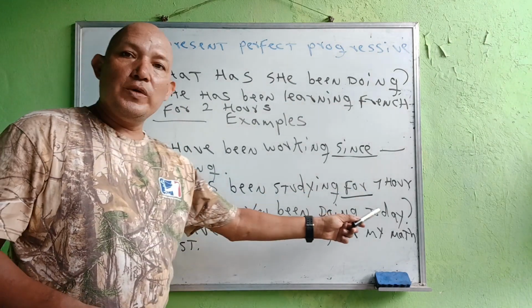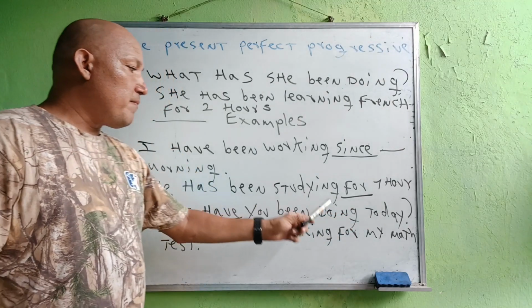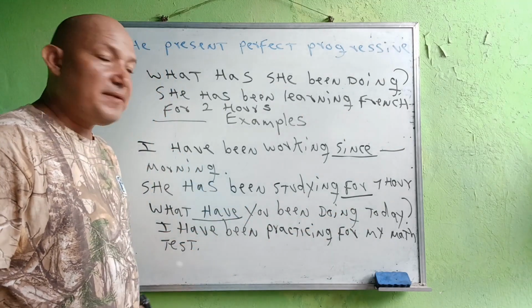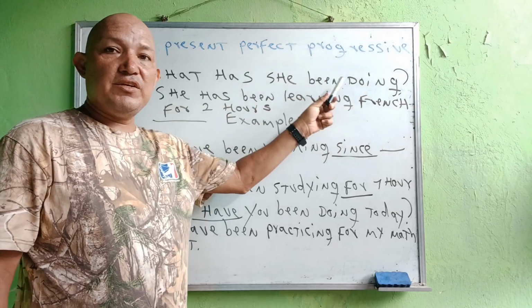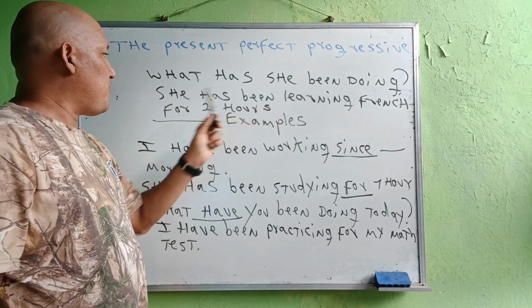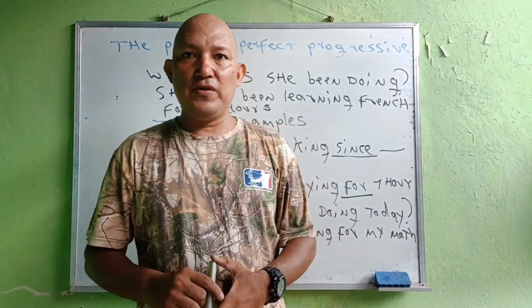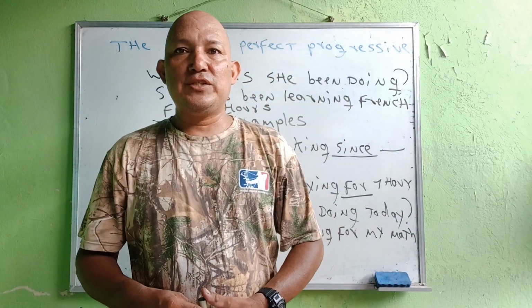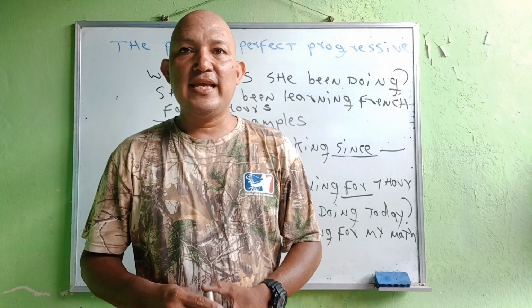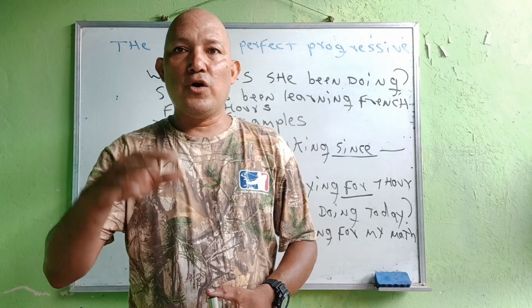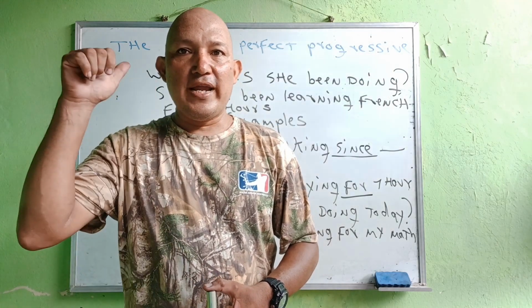What have you been doing today? I have been practicing for my math test. What has she been doing? She has been learning French for 2 hours. This is simple, guys. This is how you make sentences or statements in the present perfect continuous, also known as the present perfect progressive.